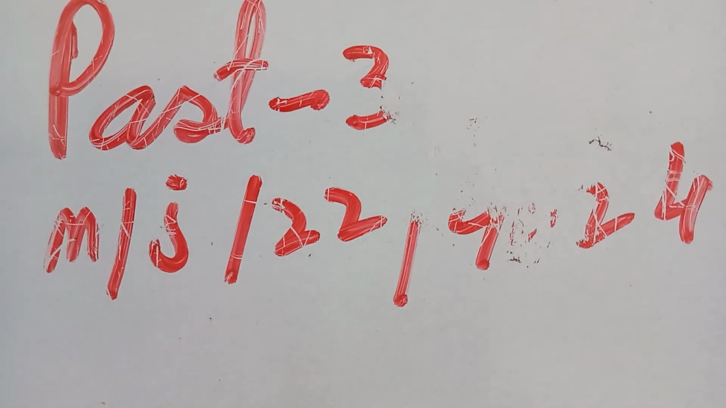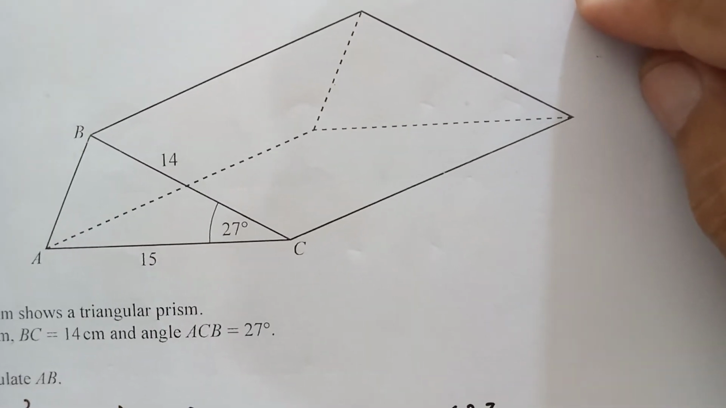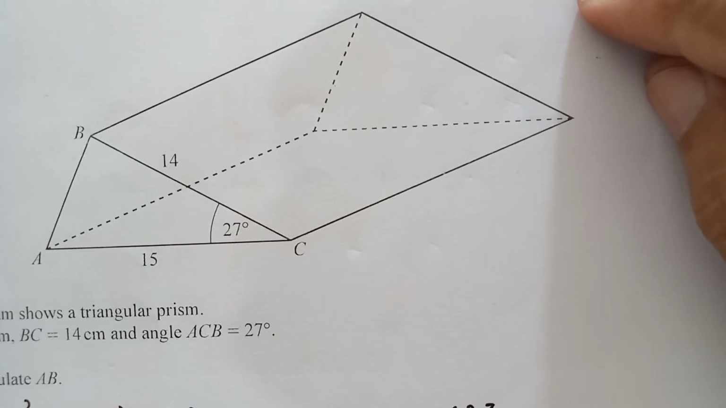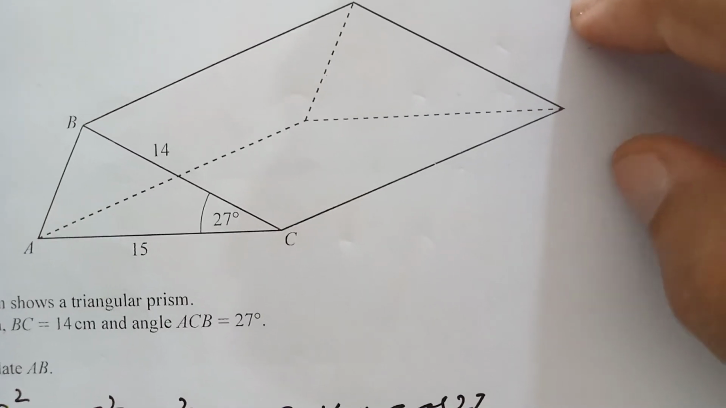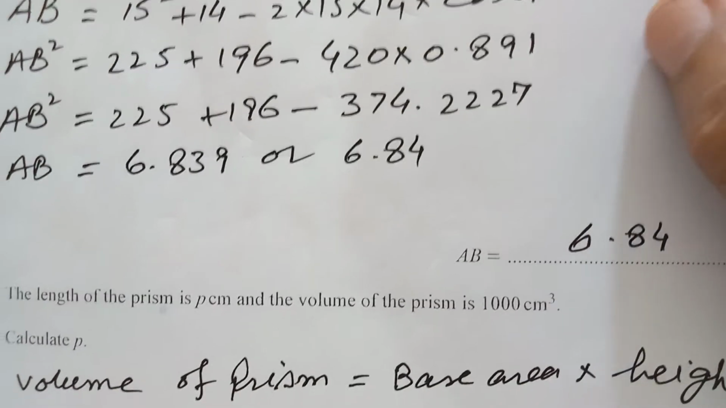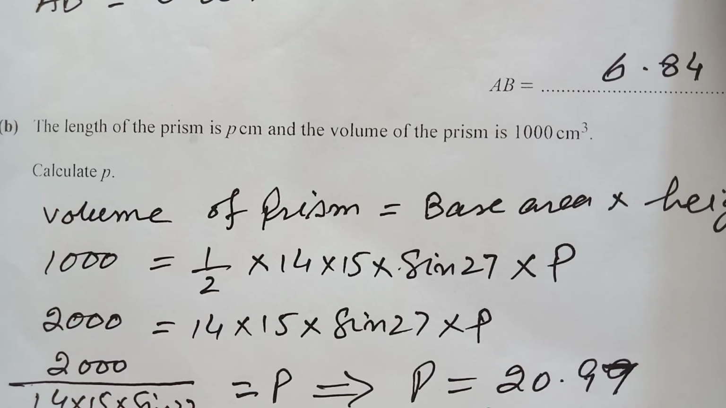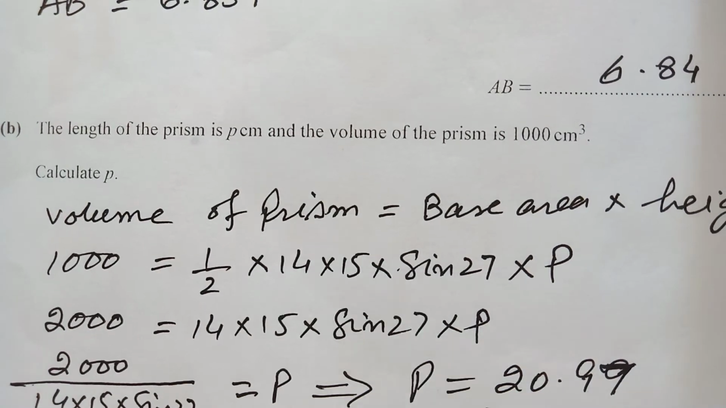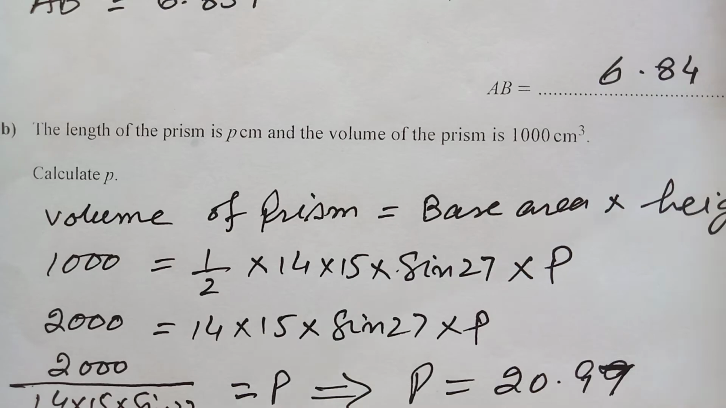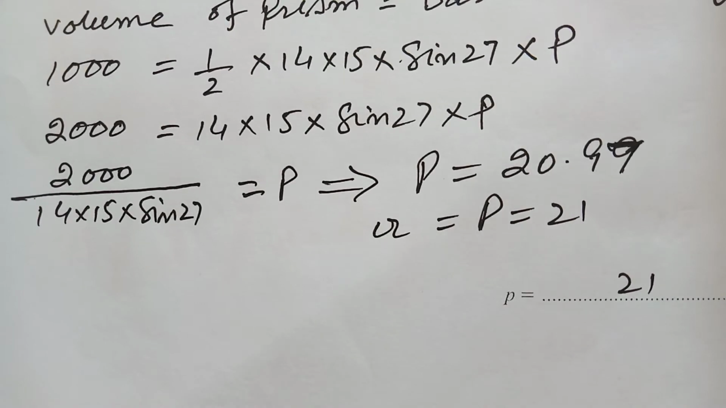Now for question 9, he has given you a triangular prism. In this prism, he is asking to calculate the value of AB using the cosine rule. We will apply the cosine rule here and we will get the value 6.84. The volume of the prism is equal to base area multiplied by height, where the volume is given and the length of the prism is required. That is P. So if we apply the volume formula, you will get the value of P, that is 21.